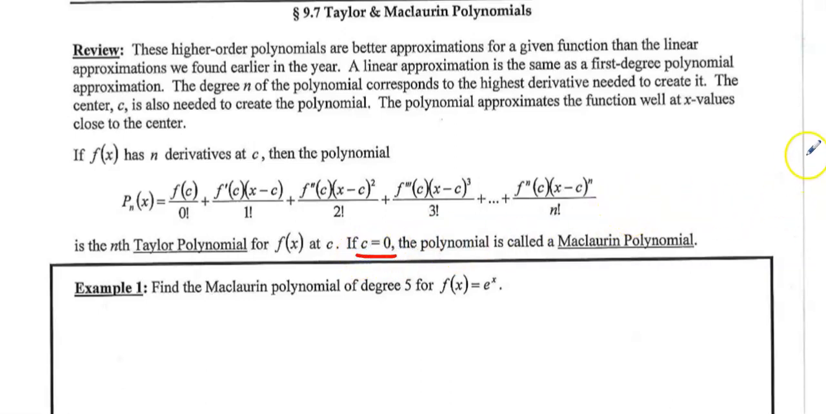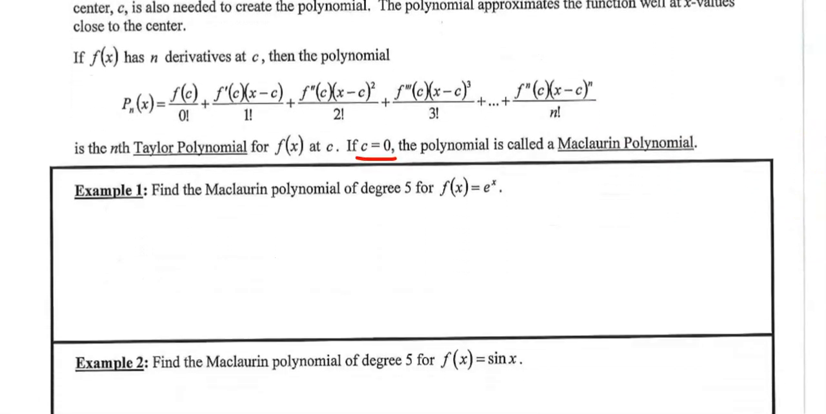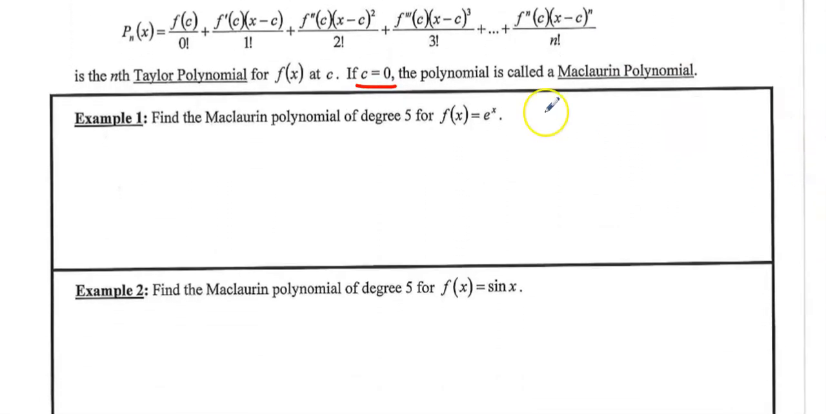Alright? So we're going to look at the equation that we have here. It's easy for me to keep the equation up so you can see what's going on. I want to find the Maclaurin polynomial series of degree 5 for the function e to the x. The two we're going to do today are e to the x and sine of x.